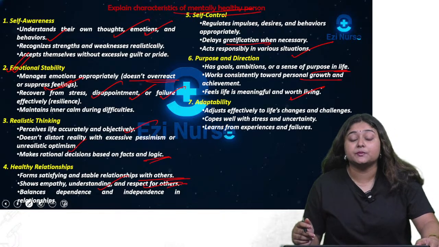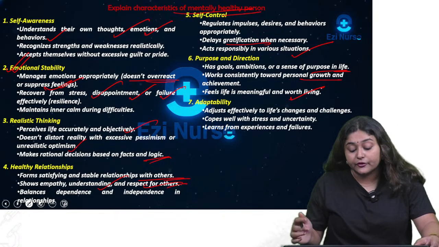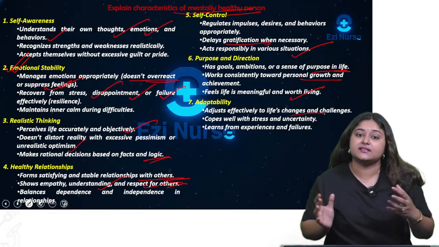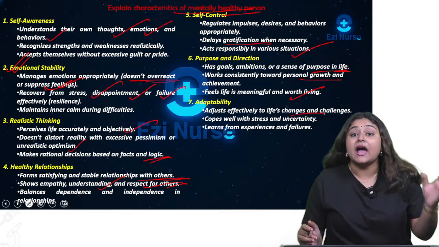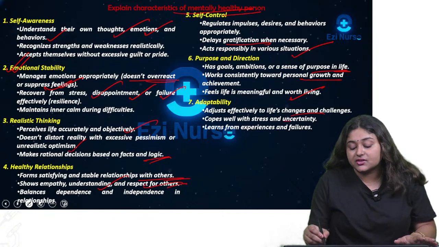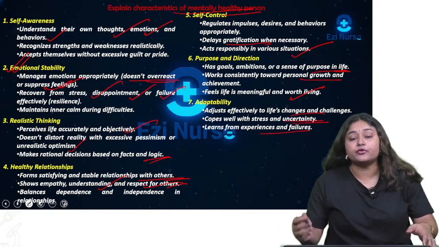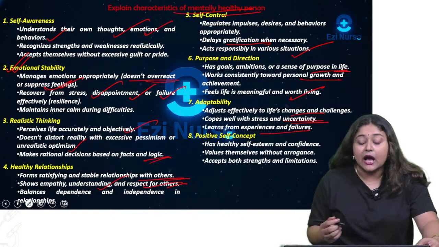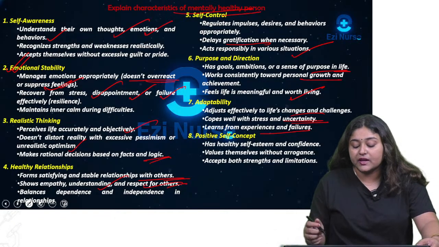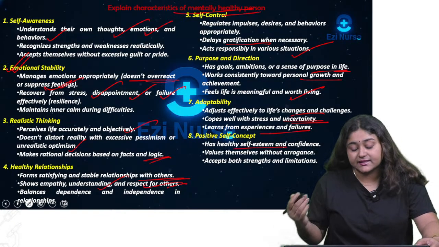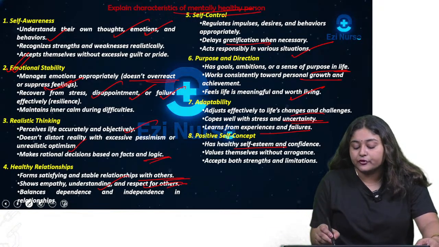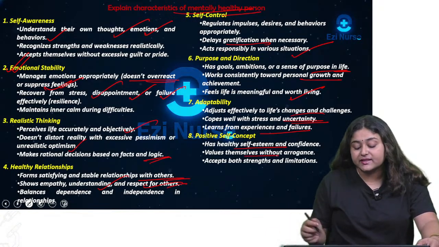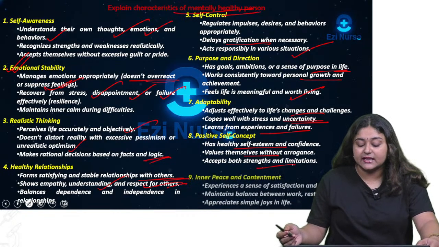Now come to adaptability. In this you have to adjust effectively to life's changes as well as challenges in any situation, cope well with stress and uncertainty, and learn from experiences and failures. Now come to positive self-concept. In this you have to have healthy self-esteem and confidence, and value yourself without any arrogance, accepting both strengths as well as limitations.